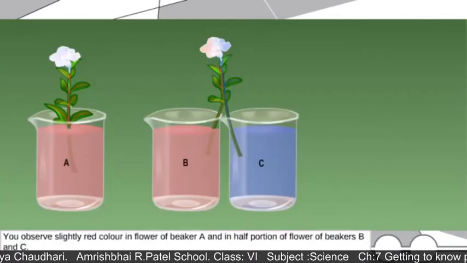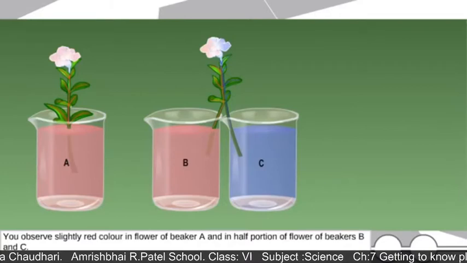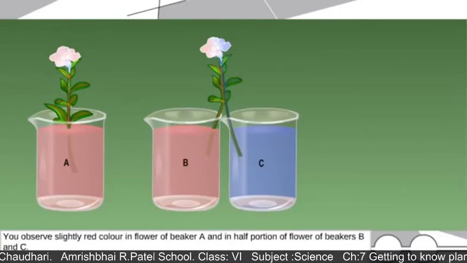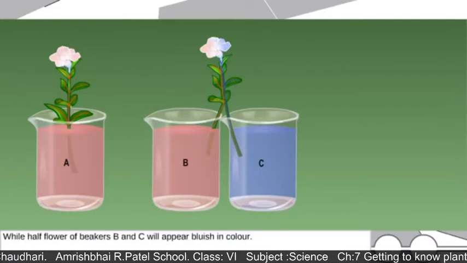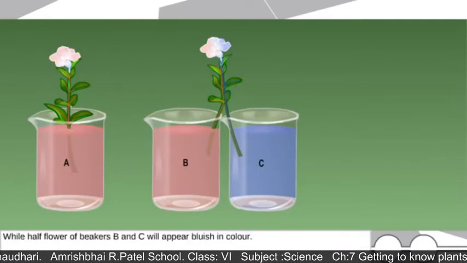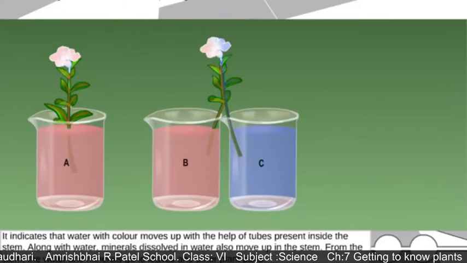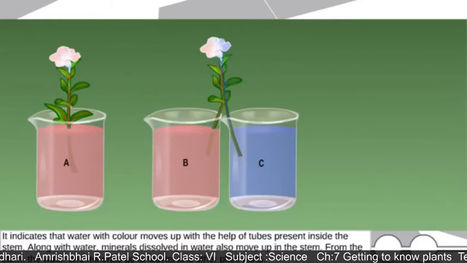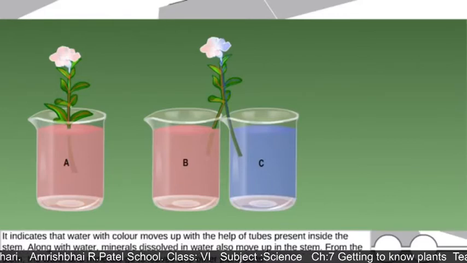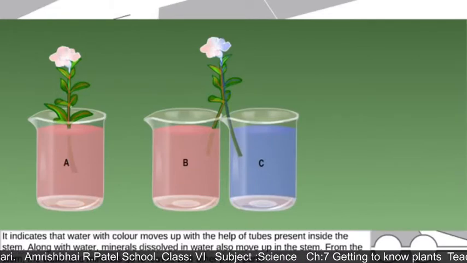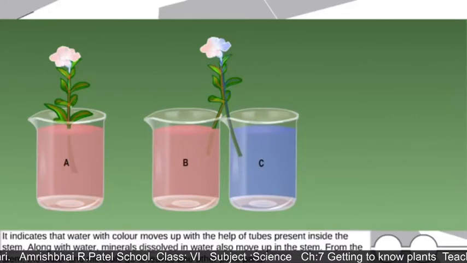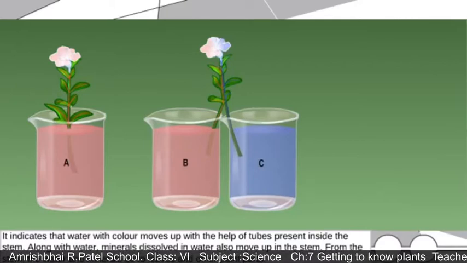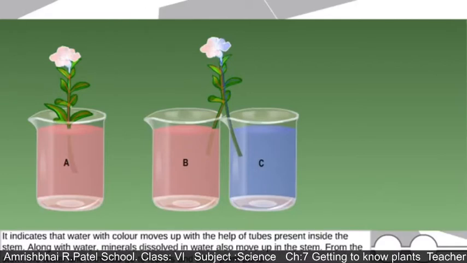You observe a slightly red color in the flower of beaker A and in half the portion of the flower of beakers B and C, while the other half of the flower will appear bluish in color. It indicates that water with color moves up with the help of tubes present inside the stem. Along with water, minerals dissolved in water also move up in the stem. From the stem, the water and minerals go to leaves and other plant parts.